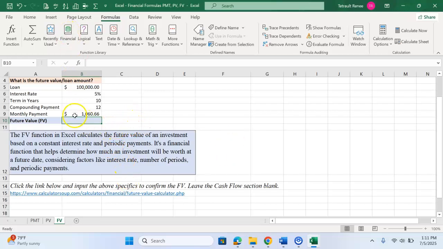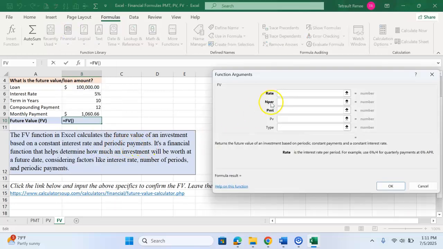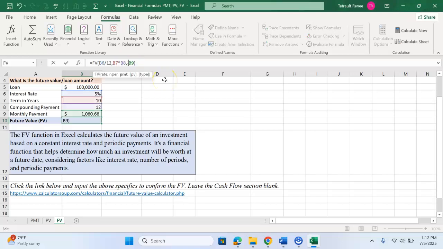So in this one, click in B10, we'll go to financial, and we're looking for future value. In here, the rate again, divided by 12, the term is 10 times the compounding, and then the payment amount is the $1,060, and then you can see right here it's $164,000, and then go ahead and click OK. Again, I forgot my minus sign so that I don't have it in red.